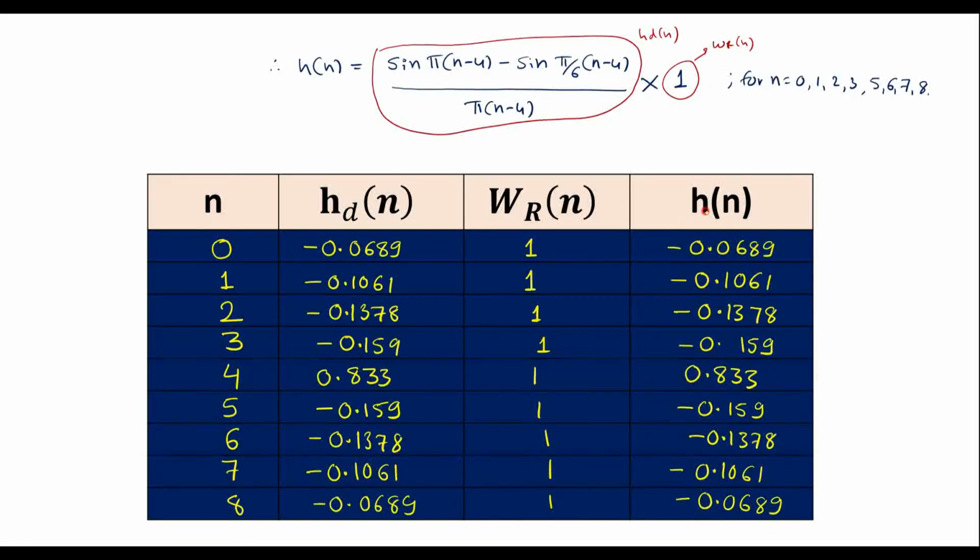So this is the impulse response values h of n. Here we can observe that value of h of 0 and h of 8 are same. Similarly, h of 1 and h of 7 values are same because of symmetric nature. 2 and 6 are same. Similarly, 3 and 5 values are same because FIR filter possesses symmetric rule for m equal to 9.